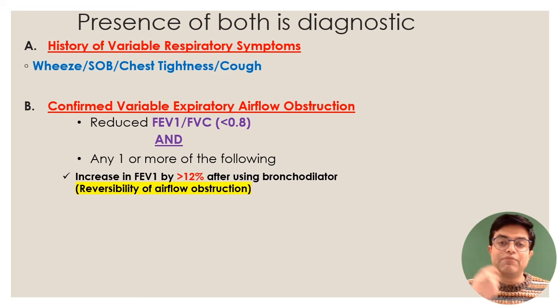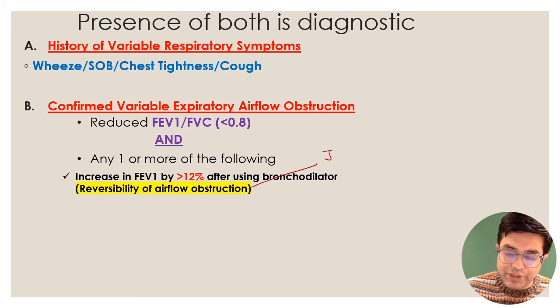Then you will give me a bronchodilator like salbutamol, and then you will repeat the FEV1 value. If after the bronchodilator FEV1 increases by more than 12%, then we will say this is consistent with asthma. How do you define reversibility of airflow obstruction? This is a January 2023 FMG MCQ.